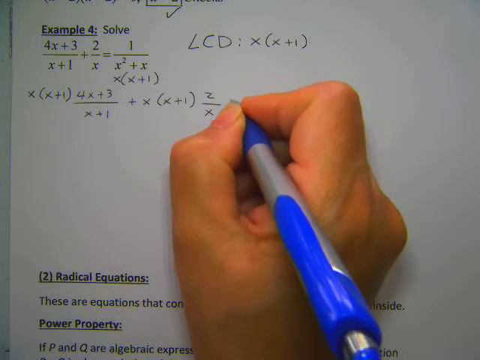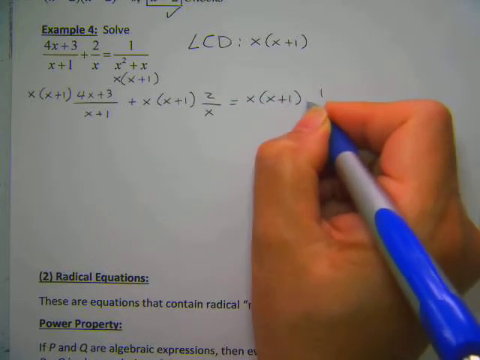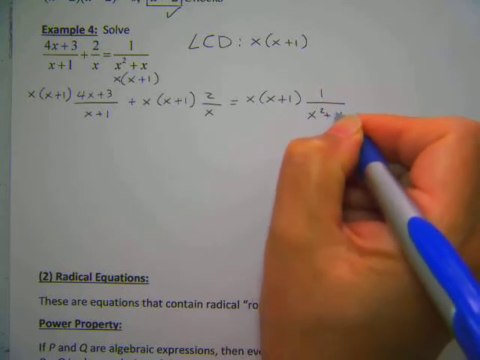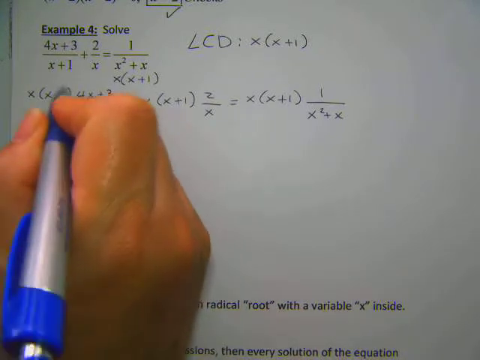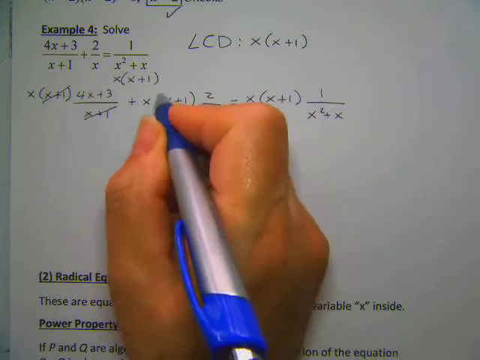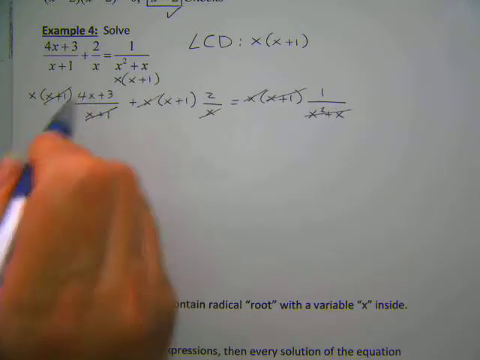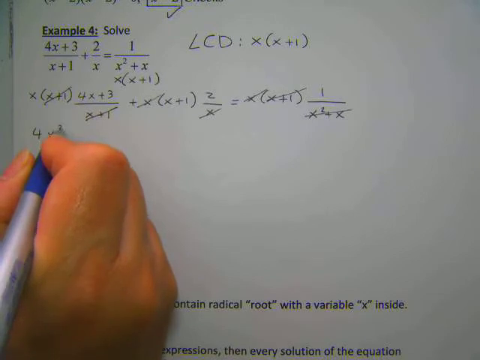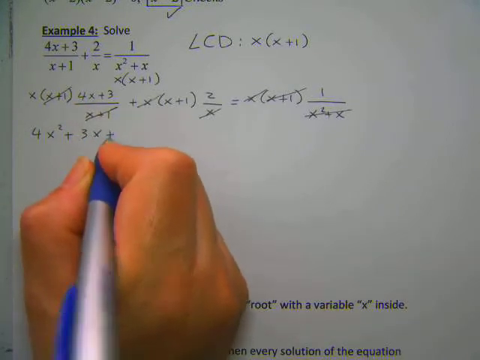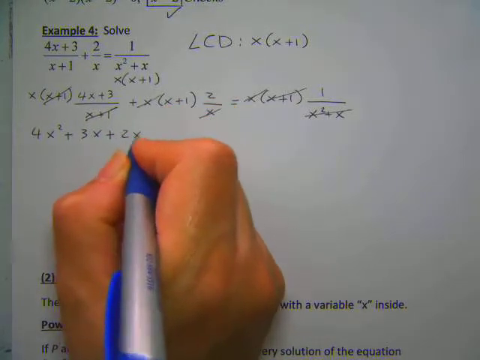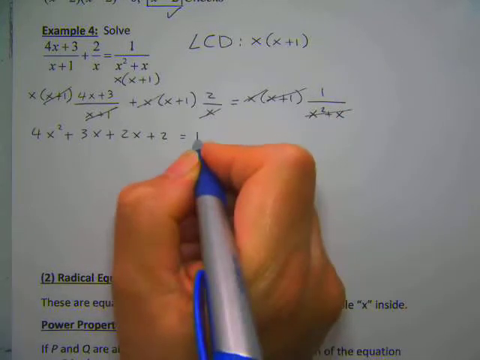Multiply each term by the least common denominator, and feel the reward. Actually, it feels good when you just get rid of the denominator. Now let's see what we have: 4x squared plus 3x plus 2x plus 2 is equal to 1.